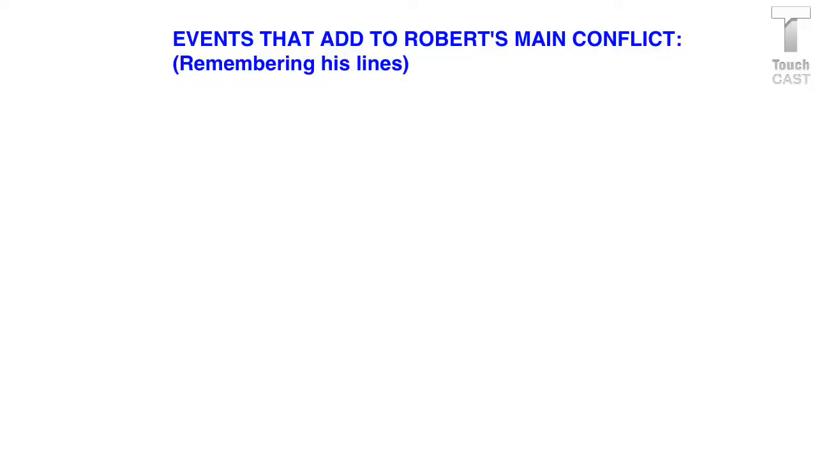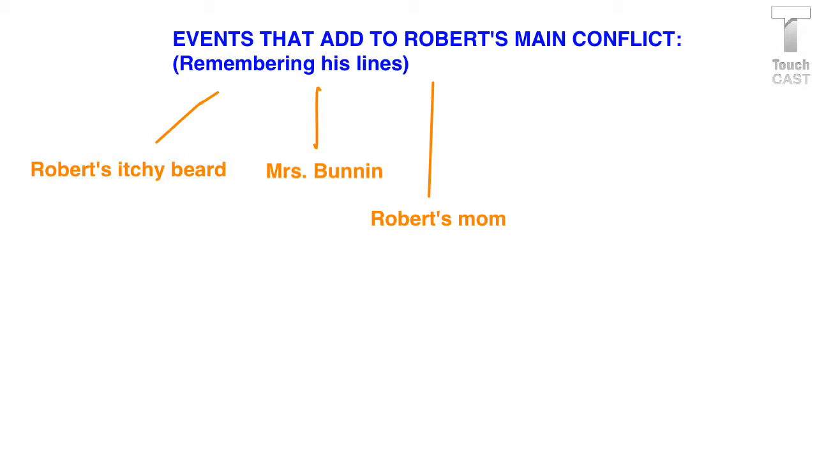So to review, here are the events that add to Robert's main conflict so far. We have Robert's itchy beard, Mrs. Bunnan, who needs this play to be successful, Robert's mom, who's so proud of Robert for being an actor, Robert's dreams of having a super great memory, and don't forget Belinda, our bully, who's threatening Robert that if he messes up, he's going to regret life. Poor Robert, he's got a lot of conflicts to deal with, especially this main one of him remembering his lines for the school play. A lot of people are depending on him, even himself.